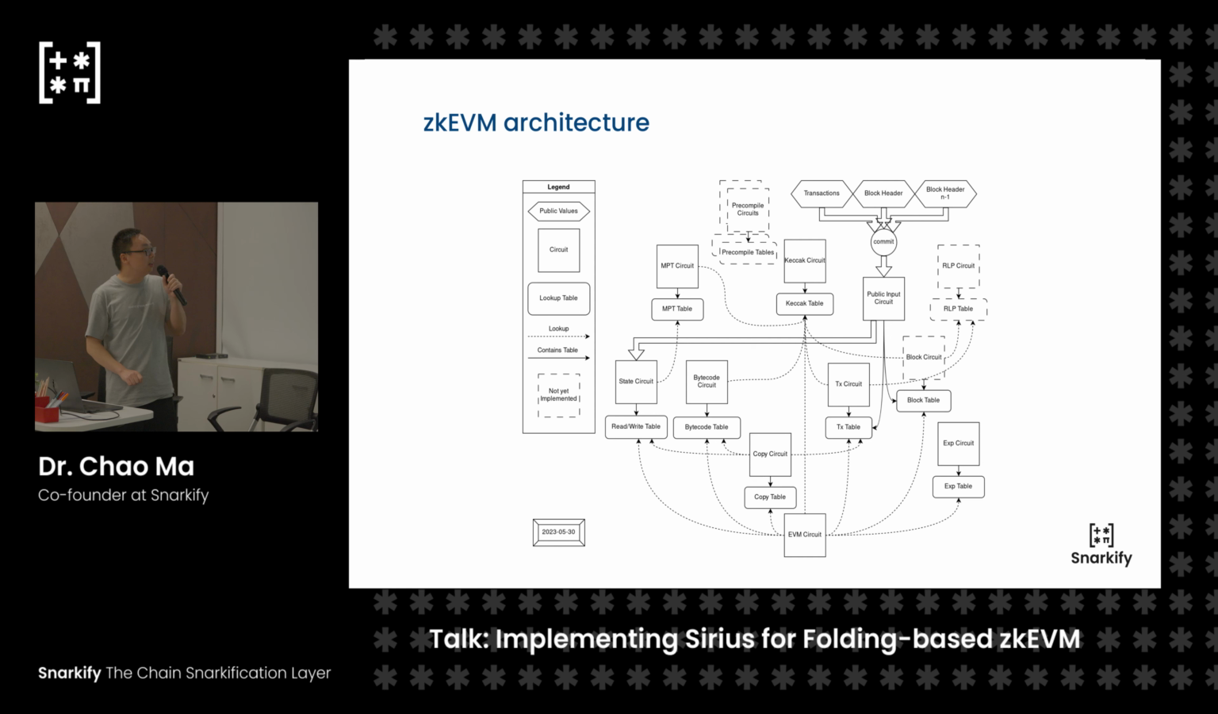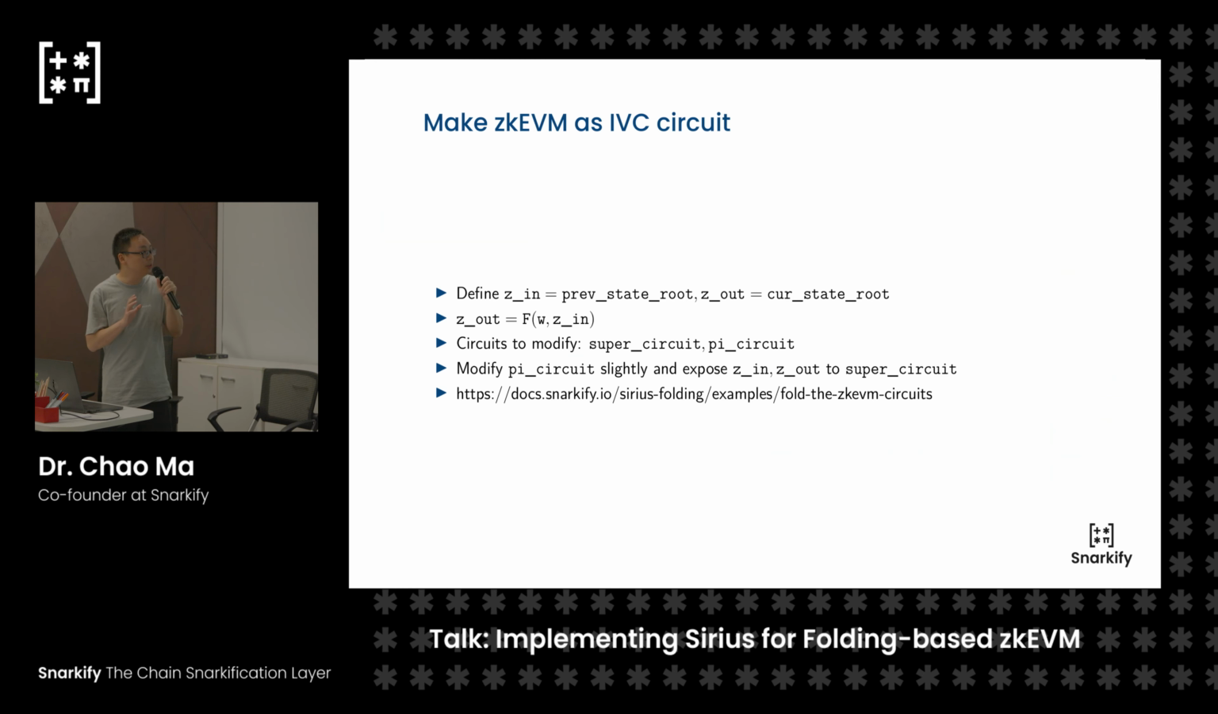So how do we modify the circuit? We only need to do about 300 to 400 lines of modification, including the circuit part modification and the prover part modification. We are able to modify the zkEVM circuit into a Sirius foldable circuit, and we can apply our prover to fold it. So it's actually quite neat.